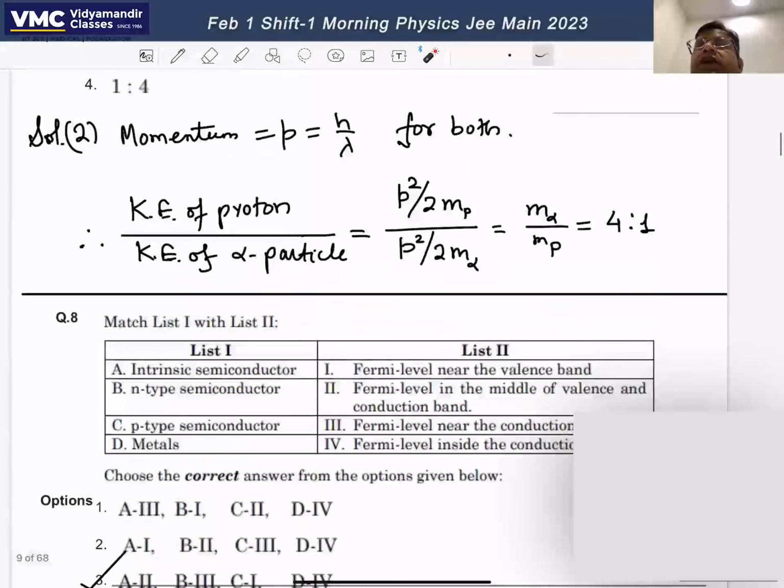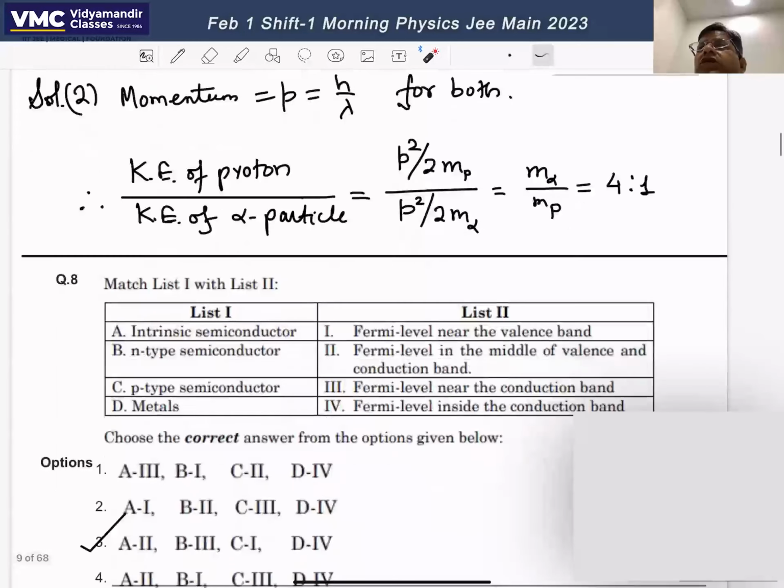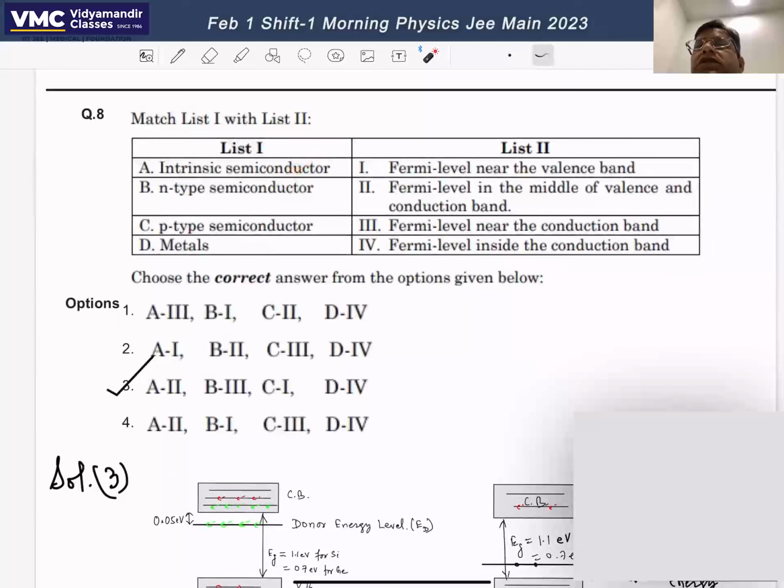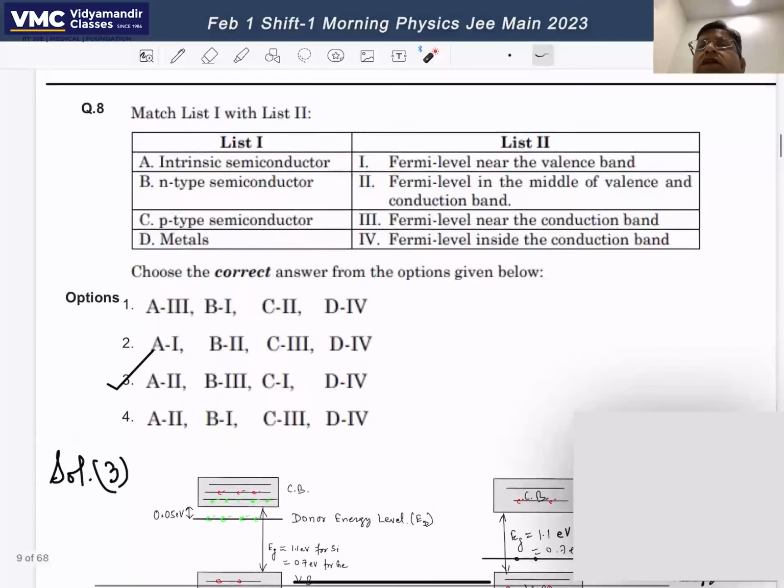In question number 8, this is a column matching question. List 1 consists of intrinsic semiconductor, n-type, p-type semiconductor and metals, and list 2 contains Fermi level, which is near valence band, near conduction band, and in the middle of these two. So we have to match these columns.